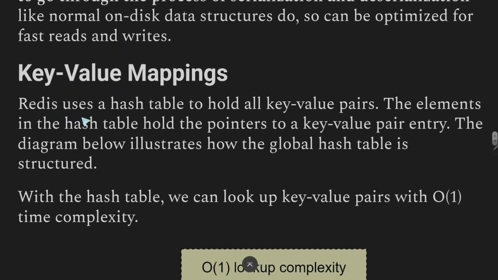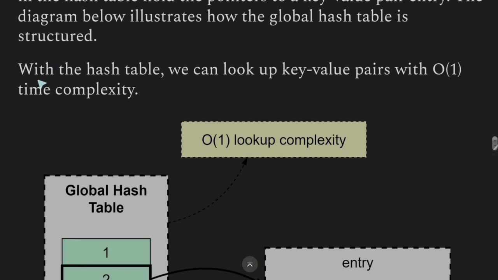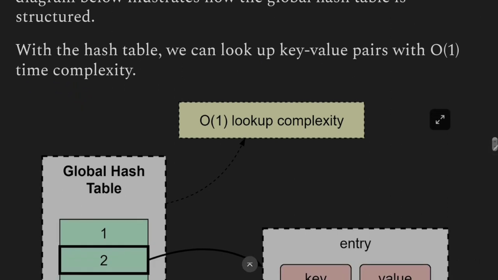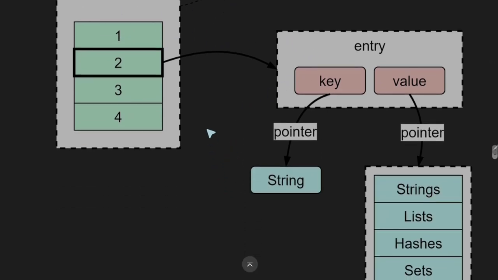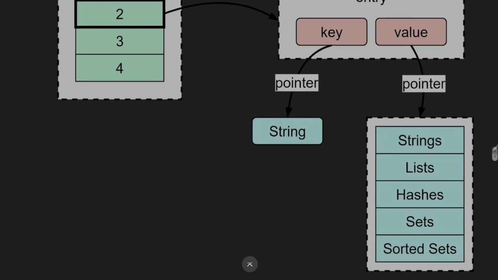Key value mapping. Redis uses a hash table to hold all key value pairs. The elements in the hash table hold the pointers to a key value pair entry. The diagram below illustrates how the global hash table is structured. With the hash table, we can look up key value pairs in O(1) time complexity. So we have a global hash table, and we look up something, we get the entry, and we get the value.